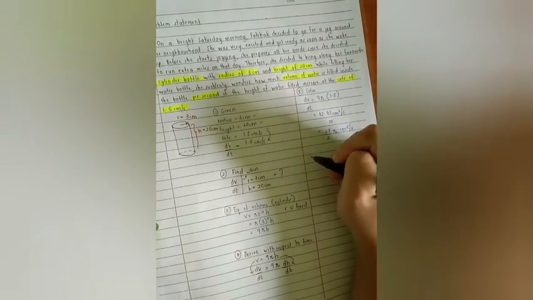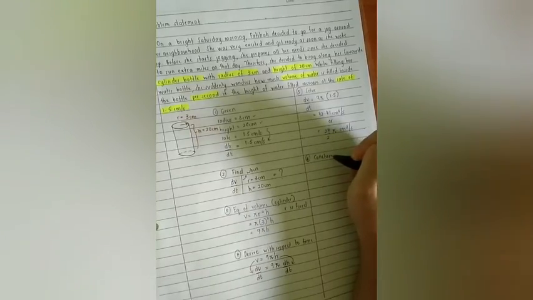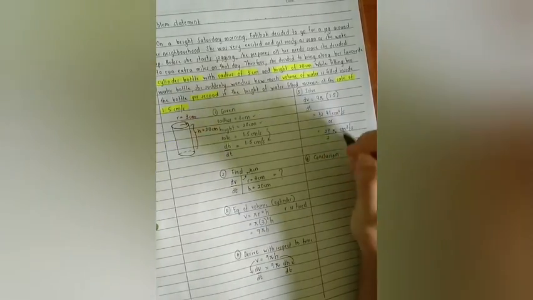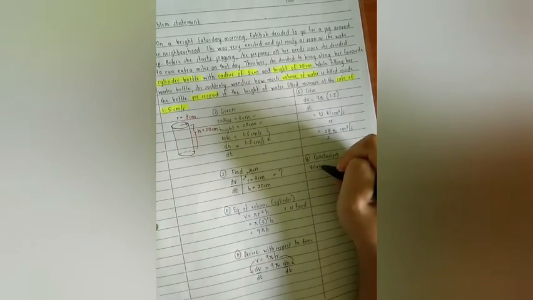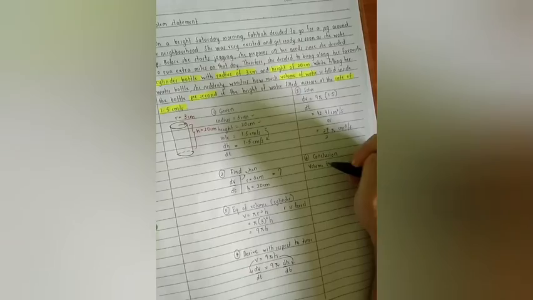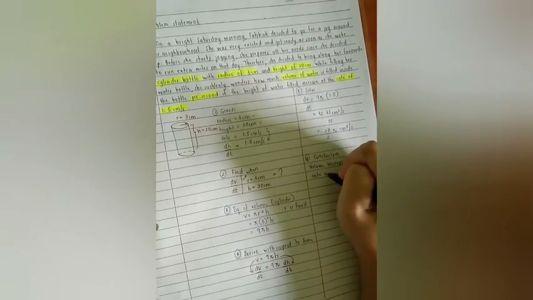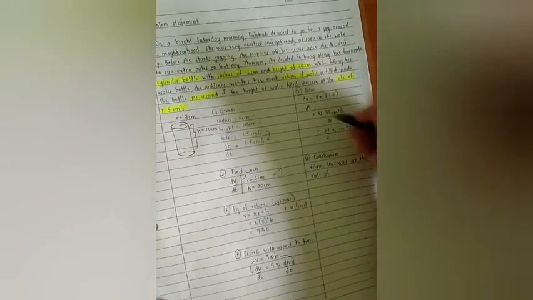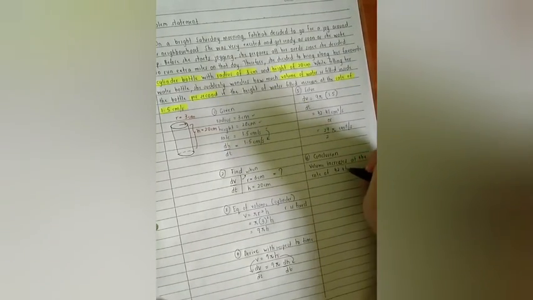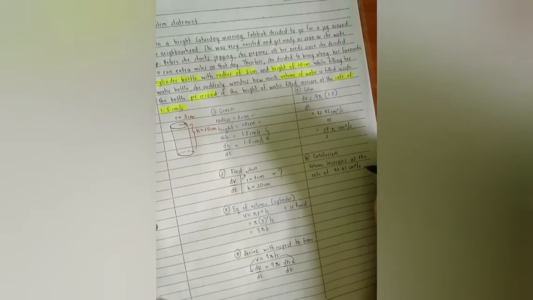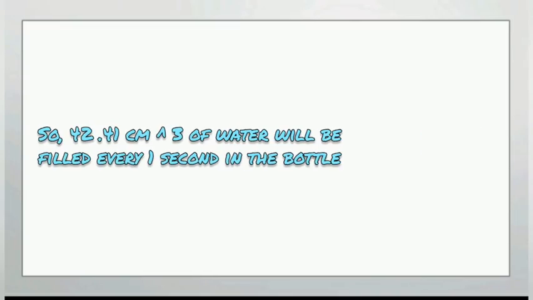And for the last step is the conclusion. Don't forget about the conclusion, okay? So we must put the volume, which is V, increases at the rate of, we can write either one, so I choose this, 42.41 centimeter cube per second. That's all. So 42.41 centimeter cube of water will be filled every 1 second in the bottle. Now Fatihah knows, Fatihah is happy.